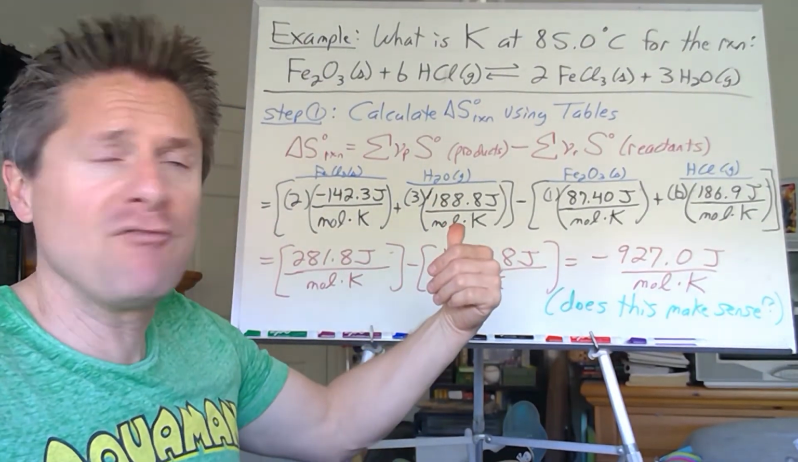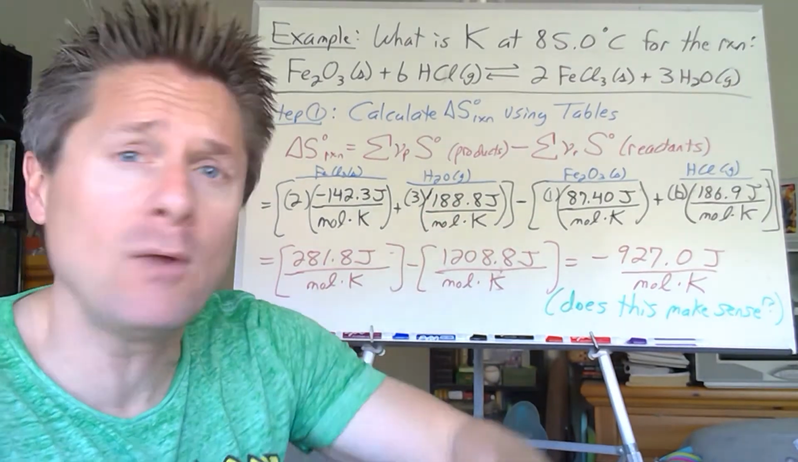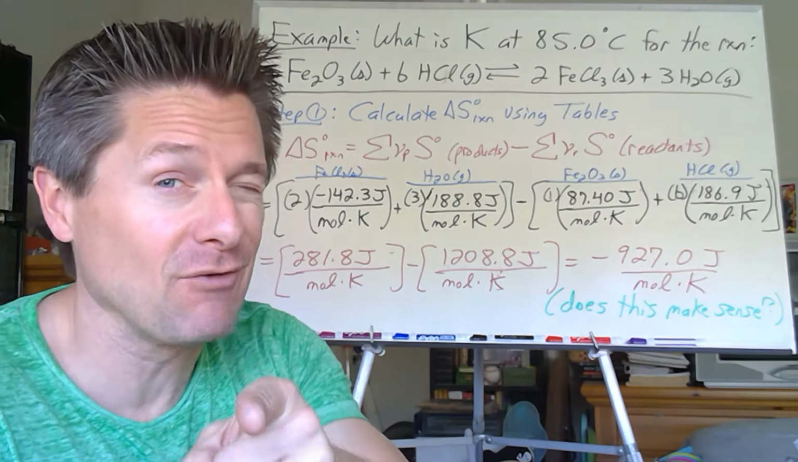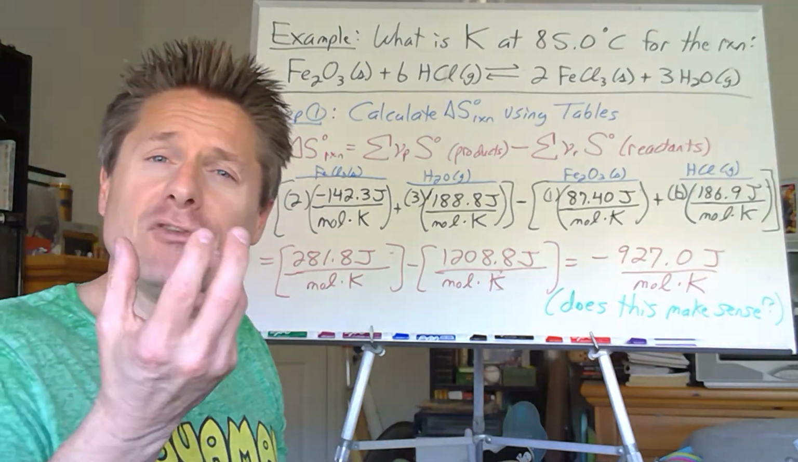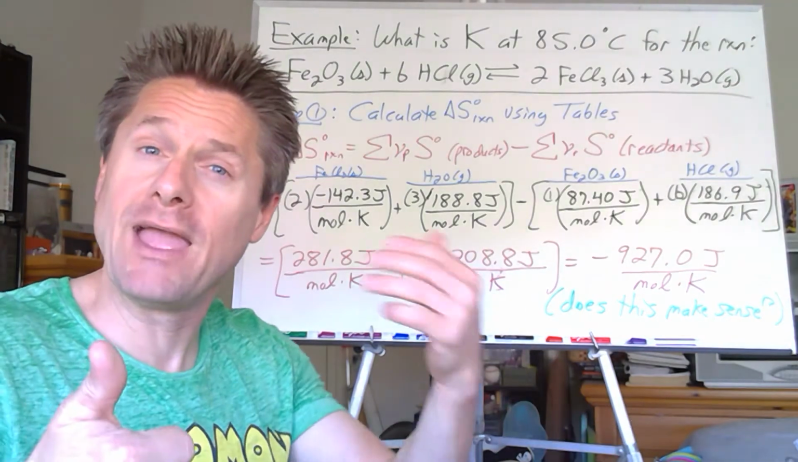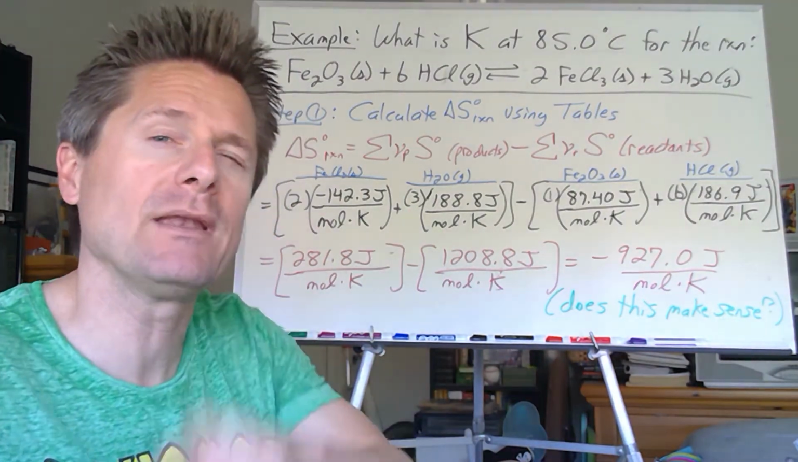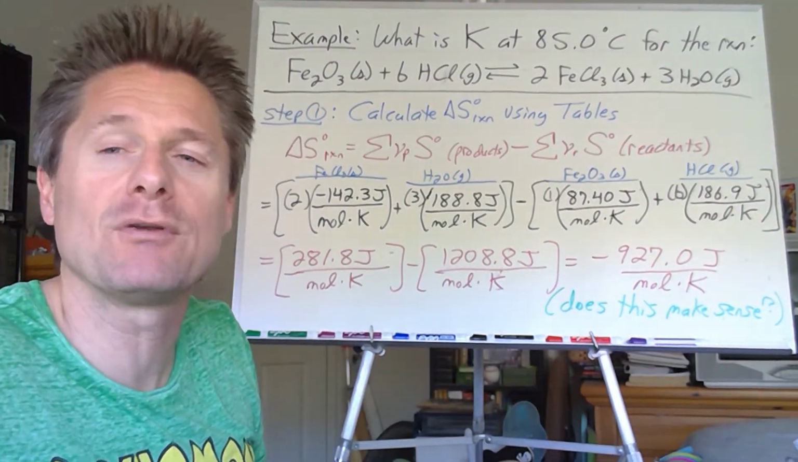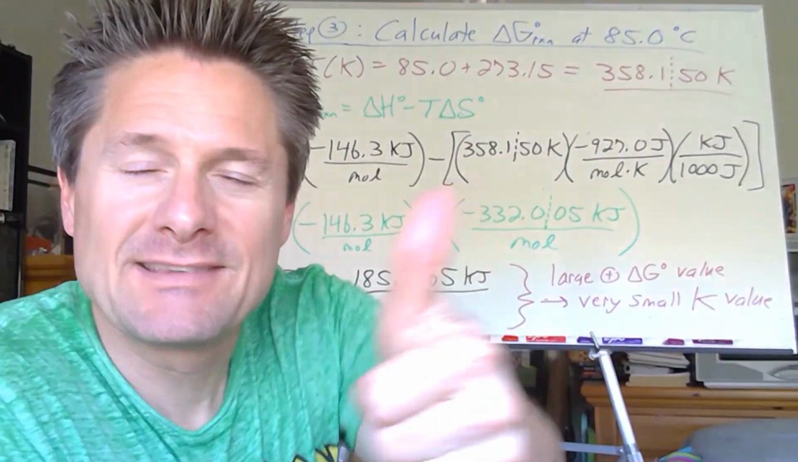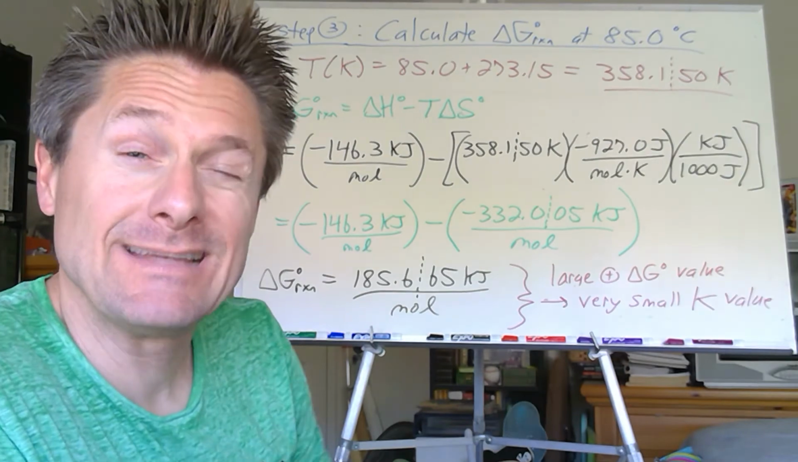Go ahead and do step 3 for me. We know delta H from step 1. We know delta S from step 2. We know the temperature of interest. You got to convert that to Kelvin. Plug that in: delta G is delta H minus T delta S, assuming delta H and delta S are temperature independent. Go ahead and calculate delta G at 85.0 degrees Celsius for me. See what you get. Let's see what you got, and then let's see what that means.